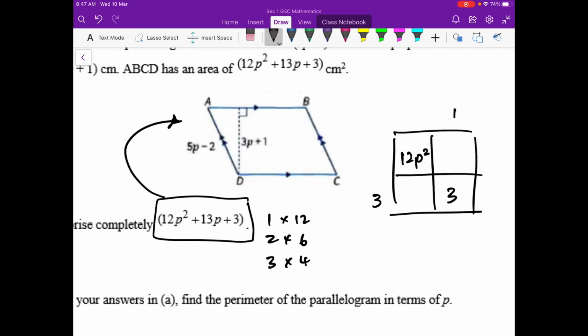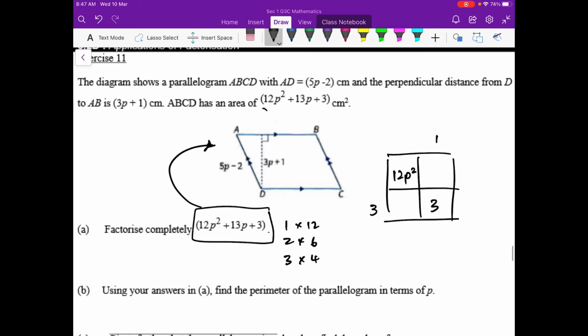I would think so. Because this 12p squared plus 13p plus 3 is given to be the area over here. And earlier we mentioned that, to find the area of a parallelogram, we take the base or the length times the perpendicular height. So we are expecting two terms multiplied together to give us our area, kind of like what we expect to see when I factorize out the area. Okay?